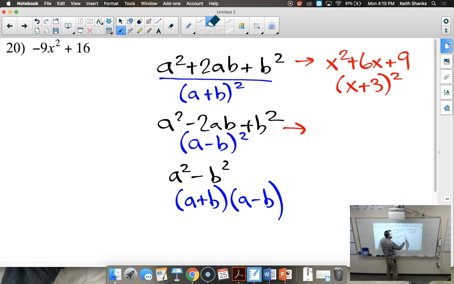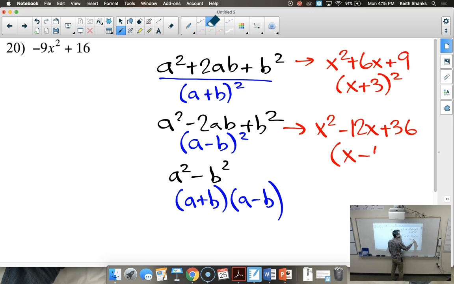Okay. Very similarly, let's say I gave you a different one. It said x squared minus 12x plus 36. x minus 6, squared. 6 squared is 36. Again, even negative 6 squared is positive 36. x squared is x squared. And negative 6 times x, times 2, is negative 6x times 2. Again, negative 2ab. Negative 2 times x times 6. Okay? And then this last one is actually the case that we're looking at.